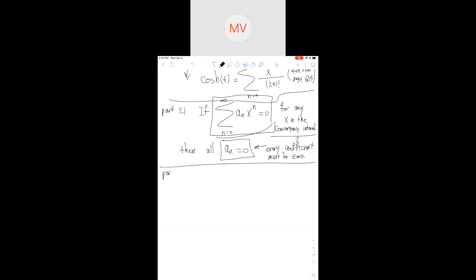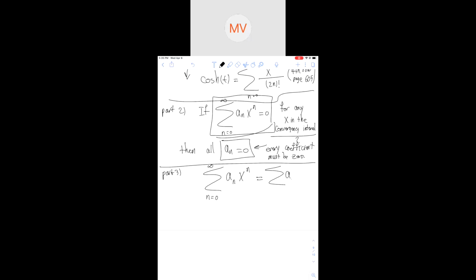Part 3 of that theorem. I mean, this is not a theorem, but it's very simple too. It's called the change of the counting variable. I'll explain what I mean. Let's consider this one. Consider a sub n x to the n, and let's start n from 0 to infinity.